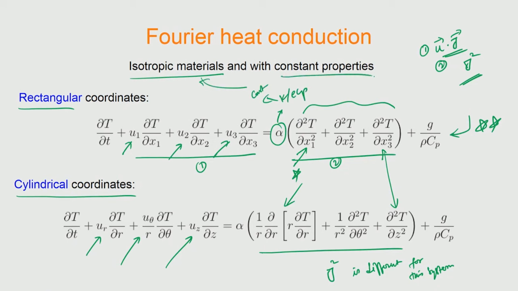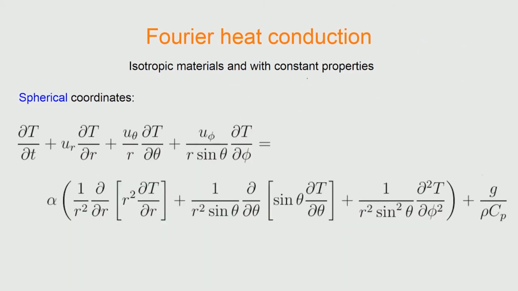And why do we say it is for constant properties? That is because we have already collated these constants k and rho Cp, we have taken from the left hand side and taken it under this. So, which means that it is only applicable when the properties are not spatial coordinate dependent. So, that is also an assumption that we have written. Okay. And for spherical coordinate systems, the equation looks like this.